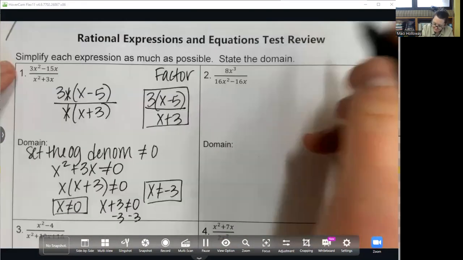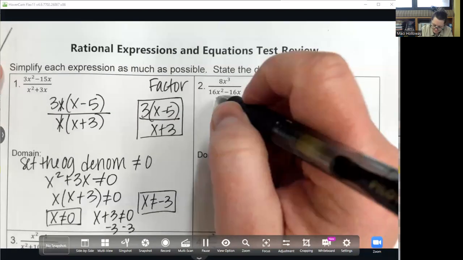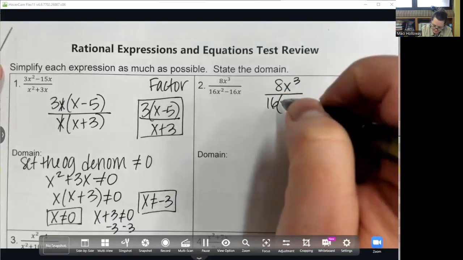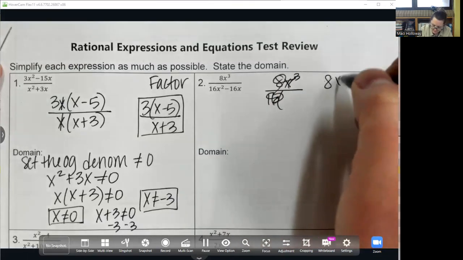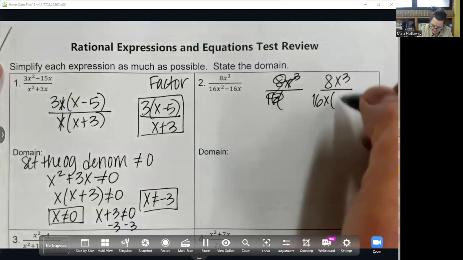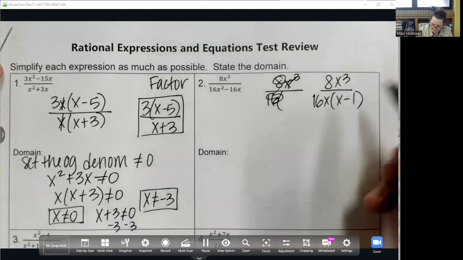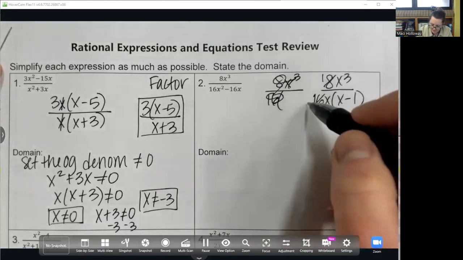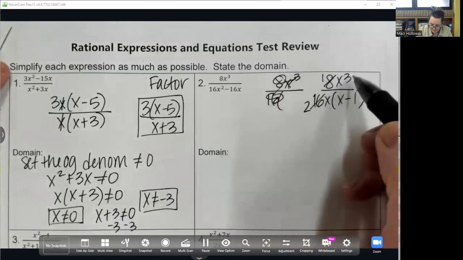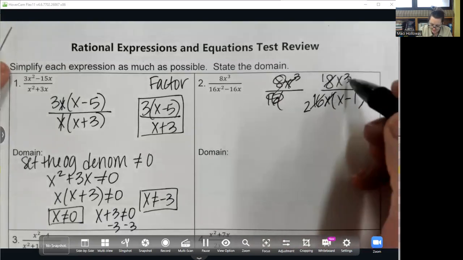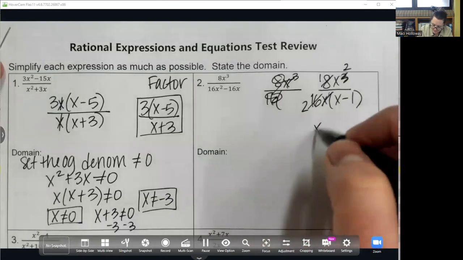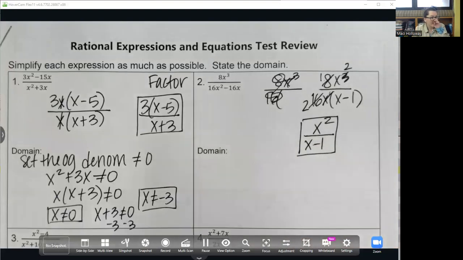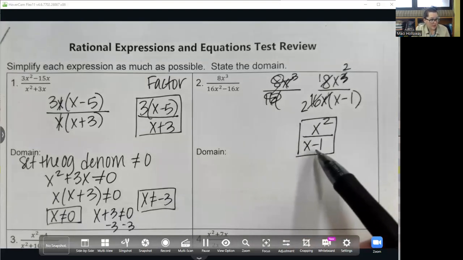All right, number 2, can't factor anything on the top. Well, we can factor out a 16x on the bottom. We'll just start over. 16x, and we have x minus 1. What can I cancel? I can reduce my 8 and 16. 8 goes into 8 one time, 8 goes into 16 two times. Then I have 3 x's, 1 x I can subtract, and so I have 2 left on the top. So my final answer is x squared over x minus 1. I cannot cancel those because they're being subtracted on the bottom.